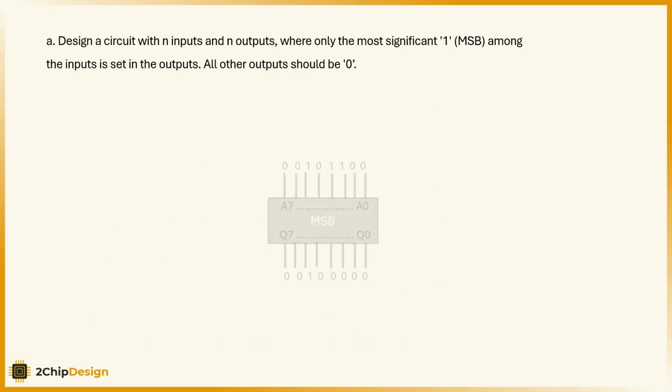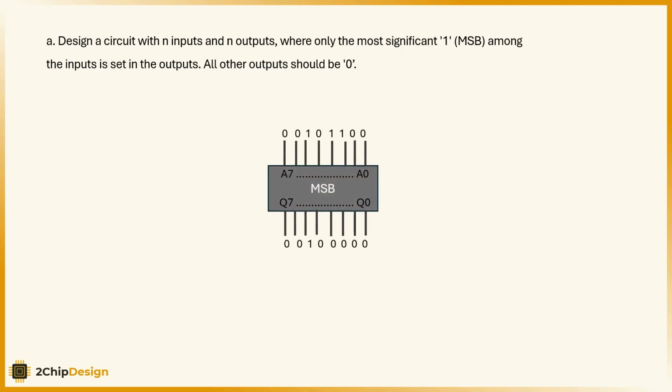Let's look at an example with 8 inputs and 8 outputs. Suppose the input is 00101100. Here the most significant 1 is in position 5, counting from the right. So the output should be 00100000. Only the MSB is reflected in the output. All others are 0.